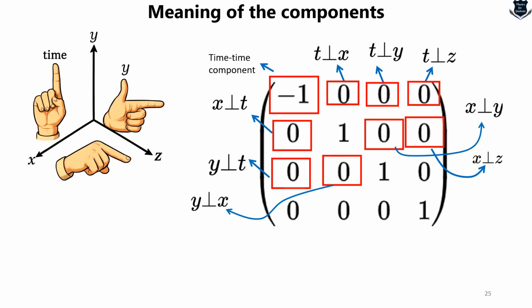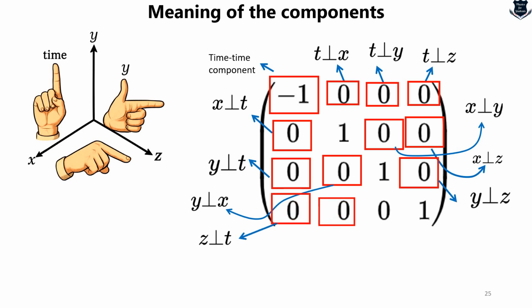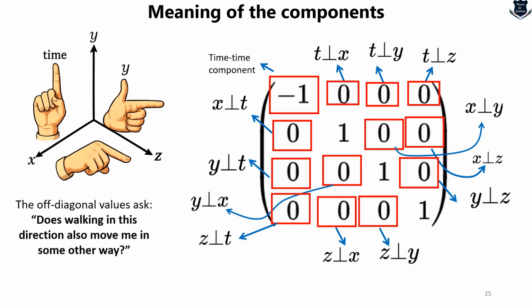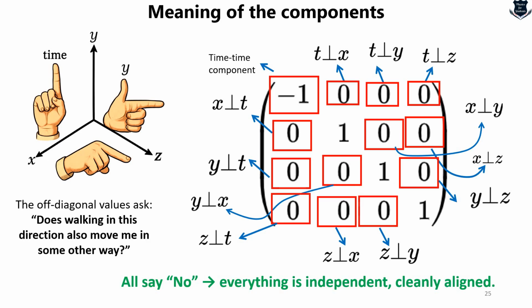Y and x are orthogonal, and y and z are orthogonal. Similarly, z and t are orthogonal, z and x are orthogonal, and then we find z and y are orthogonal. So all in all, if I ask whether walking in this direction also moves me in some other way, the answer is strictly no, because everything is independent, cleanly aligned and orthogonal to each other. So this is what it actually means.